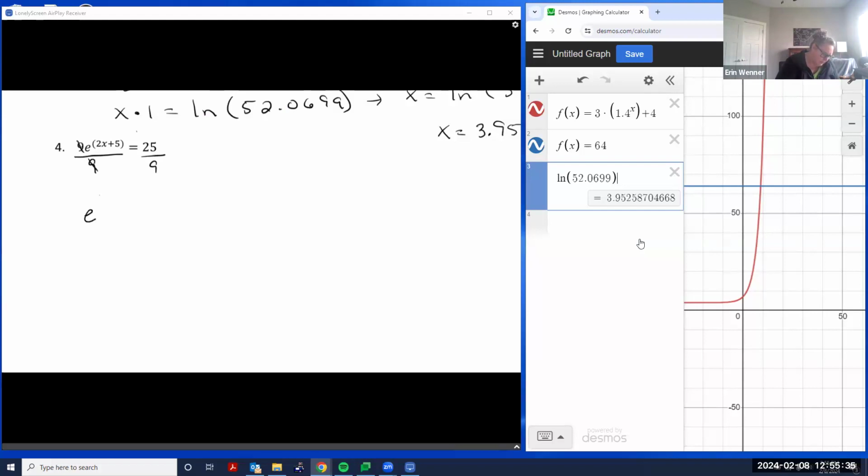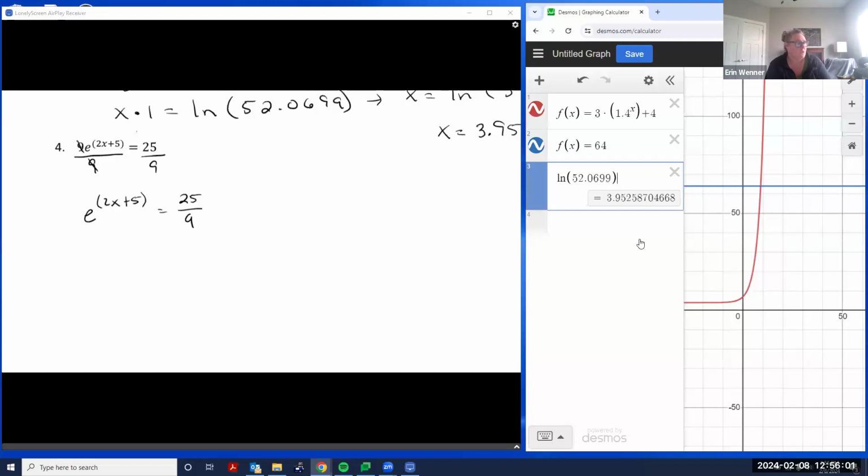Now, you'll notice I'm going to leave this as 25/9. The reason I'm doing that is that 25 divided by 9 is not a nice decimal. It's a repeating decimal, and so rounding it off will make our answer inaccurate. So I'm just going to leave it as it is for now, and then we'll deal with it later.